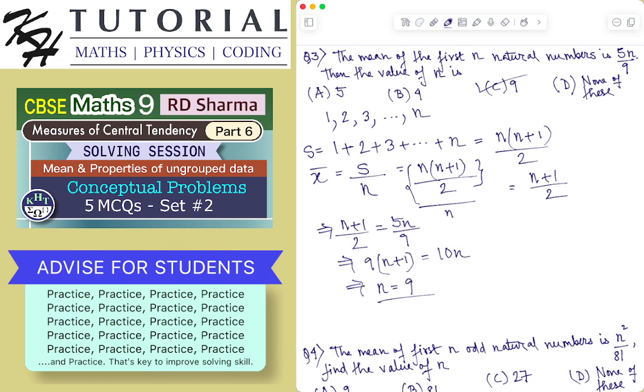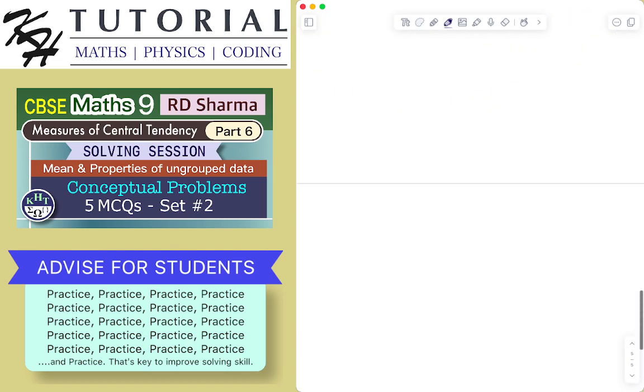Always remember this formula, that the sum of the first n natural numbers, that is 1 plus 2 plus 3 plus 4 up to plus n, is equal to n into n plus 1 by 2. Okay, let's see the next problem. Question number 4.